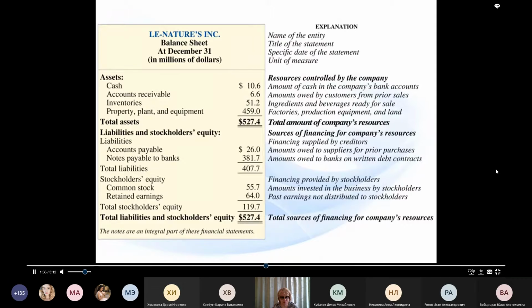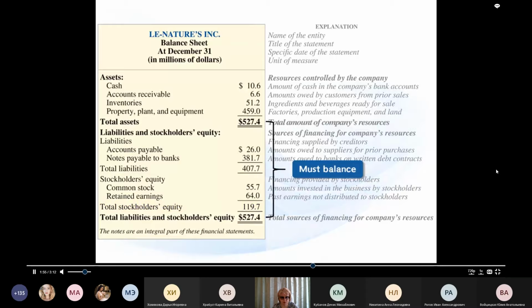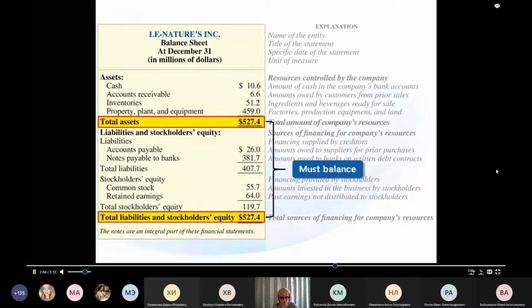This company's balance sheet reports total assets of $527,400,000, total liabilities of $407,700,000, and total stockholders' equity of $119,700,000. The balance sheet, which has two totals, must always balance. That is, its total assets must equal the total of its liabilities and stockholders' equity.